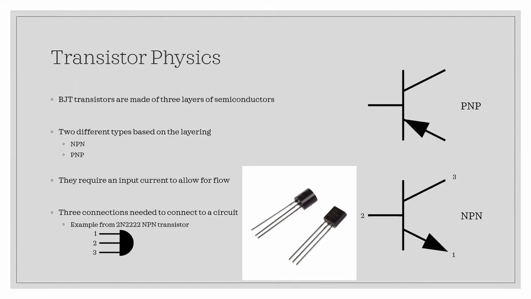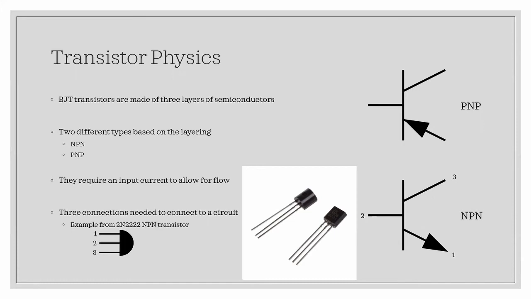The schematic symbols are shown for each type on the right, where the PNP symbol has the arrow pointing toward the center and the NPN, the arrow points away. Now there is one major difference between transistors and every other component we've used thus far. That is, the transistor is a 3-lead component. We require 3 connections with the rest of the circuit in order for the transistor to work.